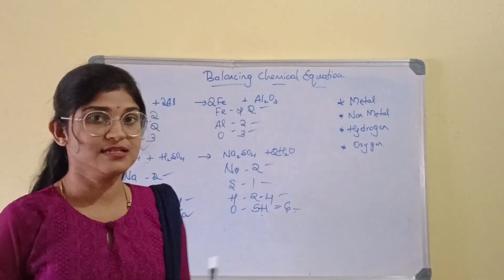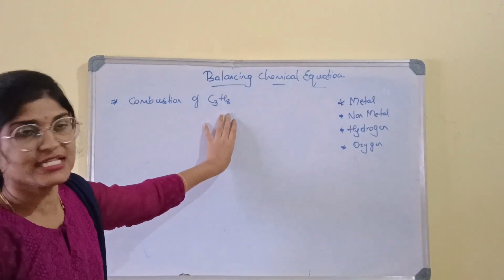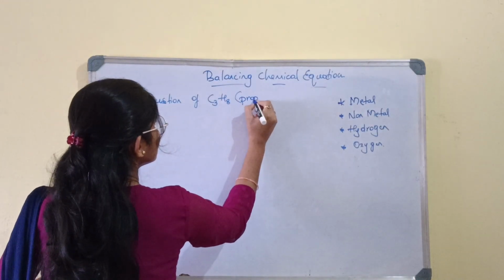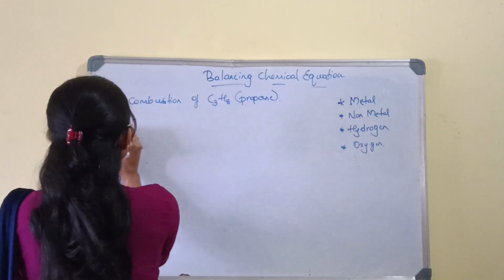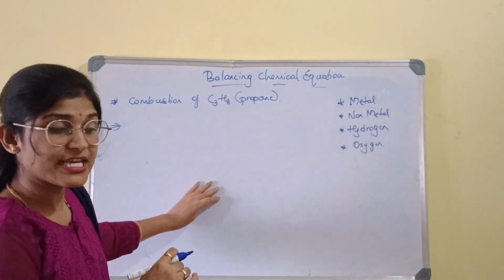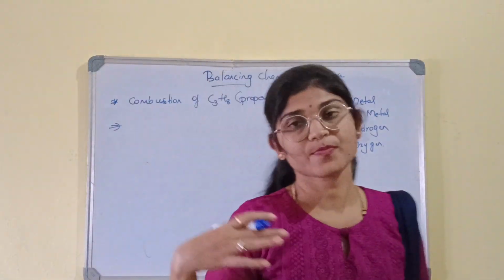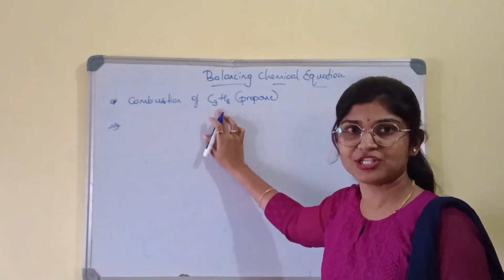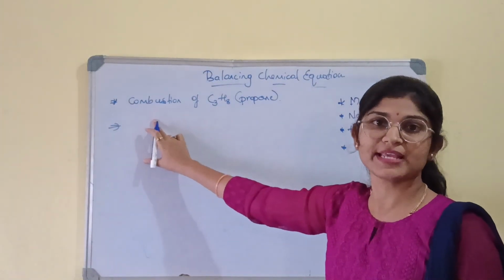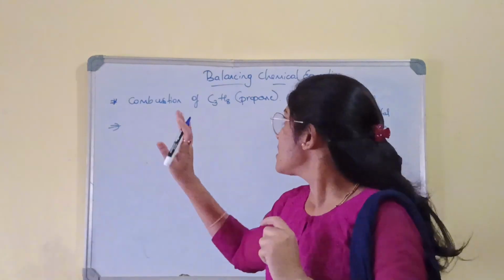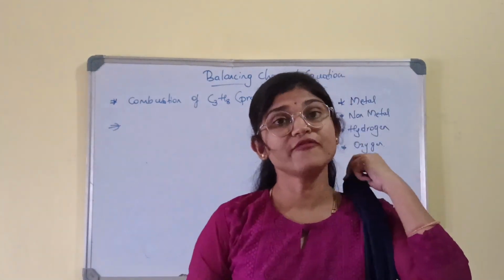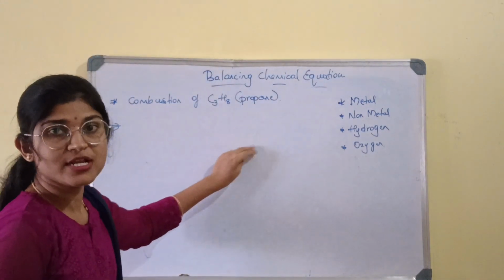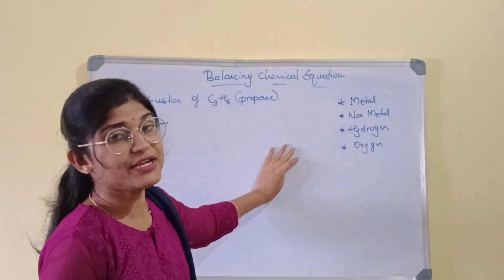And next example, combustion of C3H8, propane. For writing an equation you should know the formula of the compound. Here the propane formula is C3H8. What is a combustion reaction? A combustion reaction is anything which burns in the presence of oxygen. The compound or gas which burns in the presence of oxygen always gives the products carbon dioxide and water.